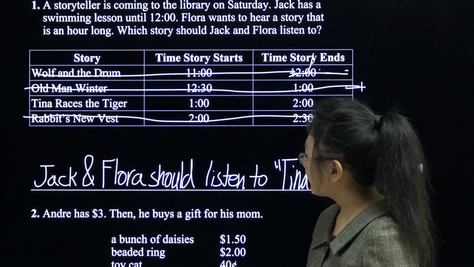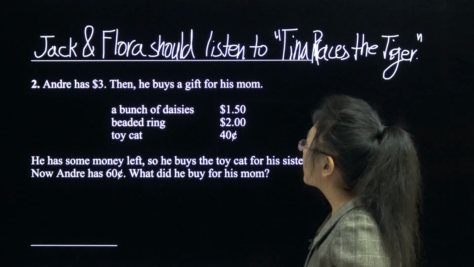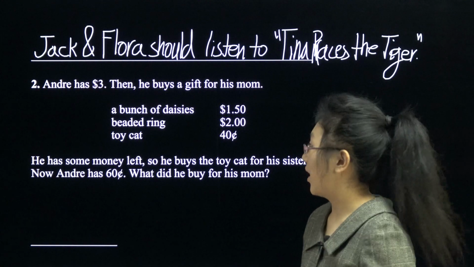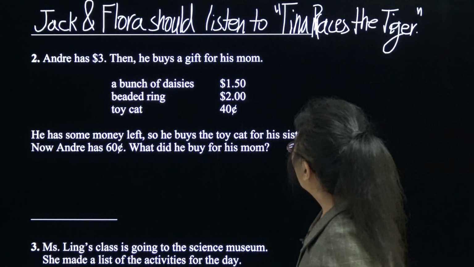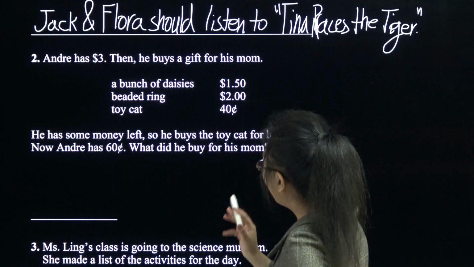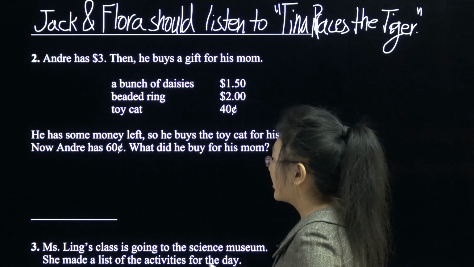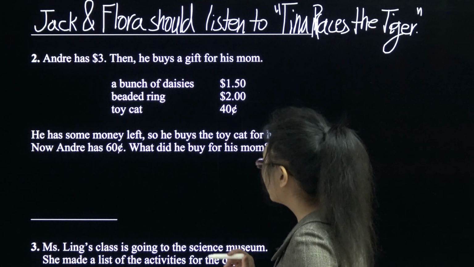Now let's move on. Question number 2. Andre has $3. Then he buys a gift for his mom. So these are the gifts that he could buy for his mom. And he has some money left. So he buys a toy cat for his sister. Now Andre has 60 cents. What did he buy for his mom?